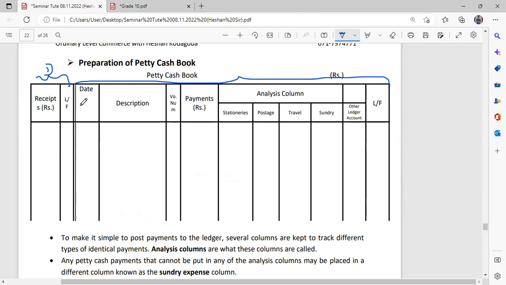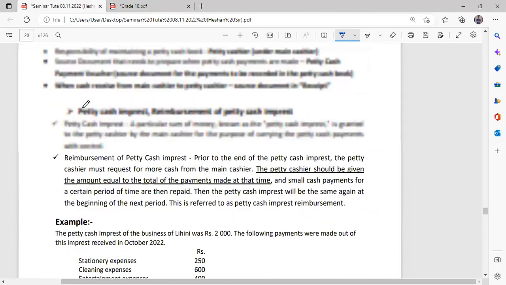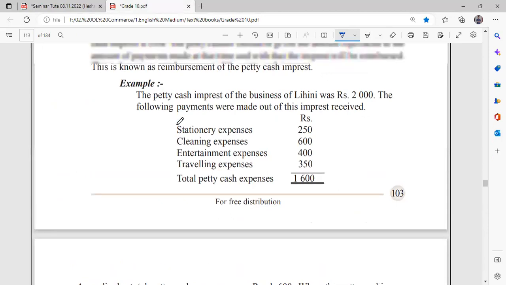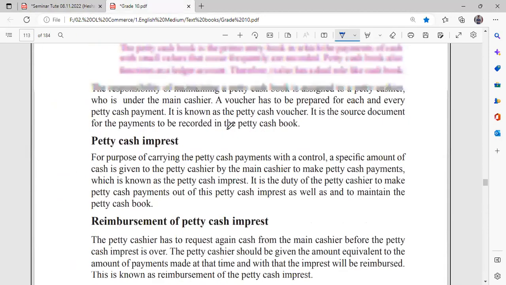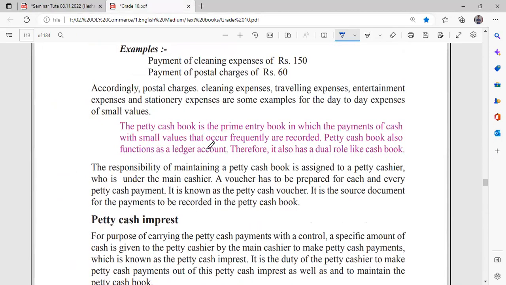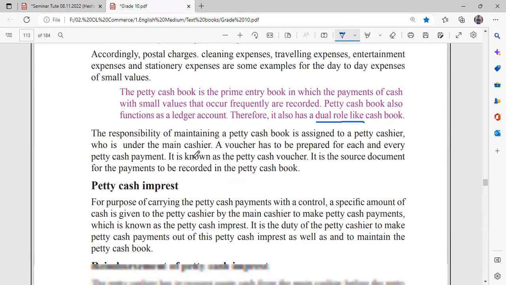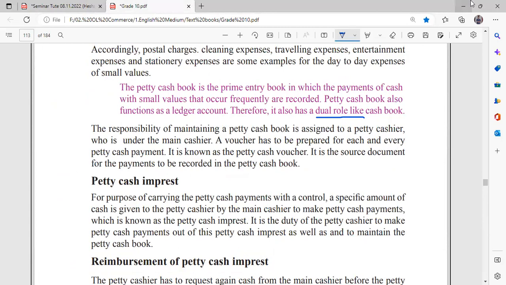I'm going to explain it now. These are the petty cash receipts and petty cash payments. It is also a ledger account and a prime entry book. It also has a dual role like the cash book. The responsibility of maintaining petty cash is assigned to a petty cashier who is under the main cashier. A voucher has to be prepared for each and every petty cash payment. It is known as the petty cash voucher, not the cash voucher. This is the petty cash voucher.